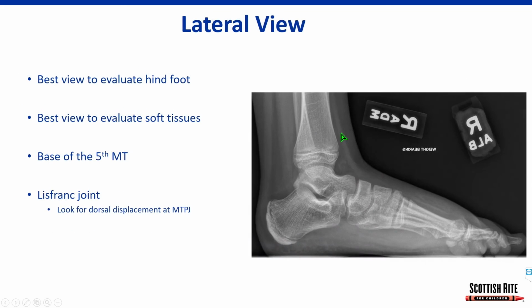On the lateral view, this is the best view for your hind foot. It gives you a great view of the calcaneus and the talus. You can look for calcaneal compression fractures here, and talar neck fractures. It really gives you a good view of the soft tissues, which is certainly helpful sometimes as well. And then at the Lisfranc joint, you're going to look for some dorsal displacement here, particularly if these kids come in with a big swollen foot, a hyperplantarflexed injury. You're going to evaluate for that and make sure that there is not a Lisfranc injury there.